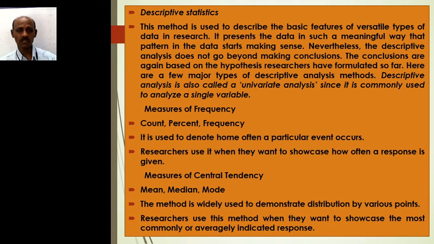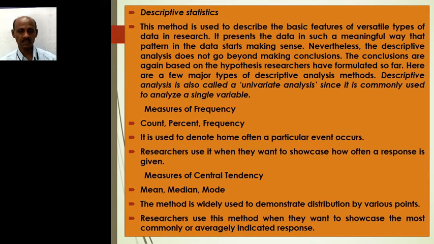Now, what is descriptive statistics? This method is used to describe the basic features of versatile types of data in research. It presents the data in such a meaningful way that patterns in the data start making sense. Nevertheless, the descriptive analysis does not go beyond making conclusions. The conclusions are again based on the hypothesis researchers have formulated so far. Here are a few major types of descriptive analysis methods. The descriptive analysis is also called univariate analysis, since it is commonly used to analyze a single variable.